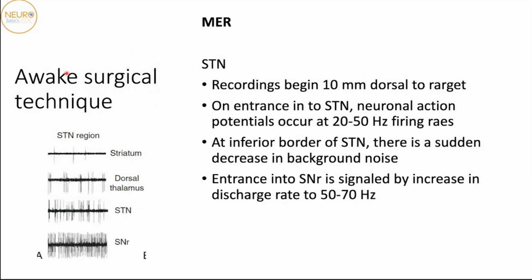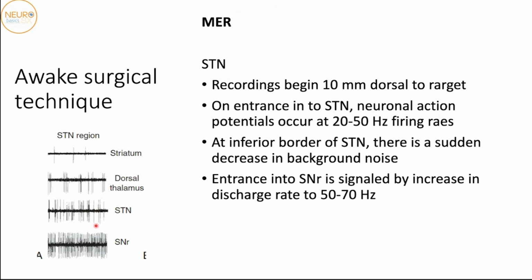Right. So once you have made the burr hole, you've introduced your leads. In the awake surgical technique, we're going to be doing microelectrode recordings and microelectrode stimulation. With MERs, how would you pick out whether you are in the STN or not? Once you enter, the recordings will usually begin 10 millimeter dorsal to the target. When you enter the STN, the neuronal action potentials will be occurring at 20 to 50 hertz firing rates, as you can see over here. As you can see, it is quite different from what you would have at a higher level of dorsal thalamus.